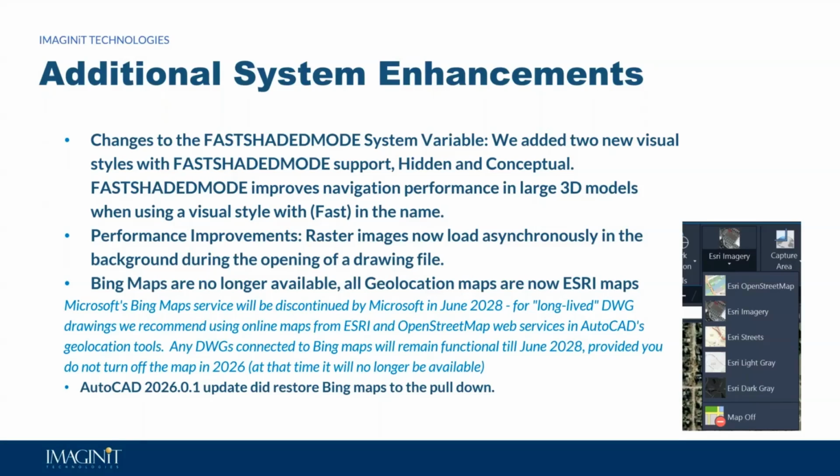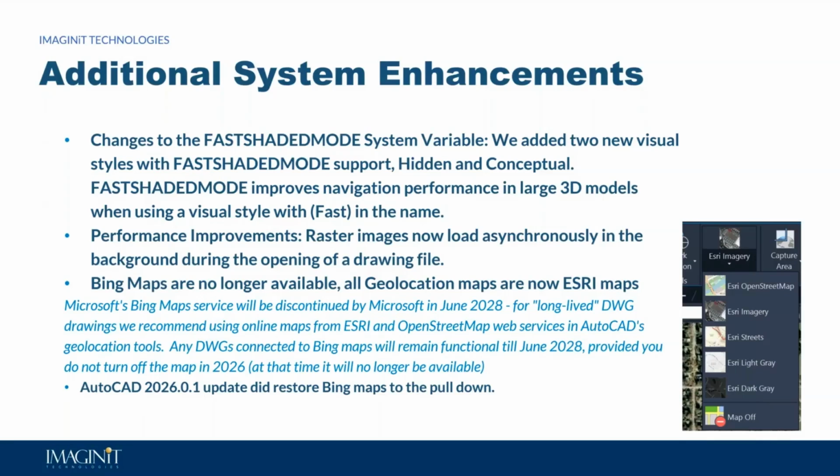Some other performance improvements: raster images now load asynchronously in the background during the opening of a drawing file. Big one right here, Bing maps are no longer available, so all geolocation maps are now Esri maps. That is in the initial release of AutoCAD 2026 and the verticals. If you apply the AutoCAD 2026.0.1 update, it does restore Bing maps to the pull down.